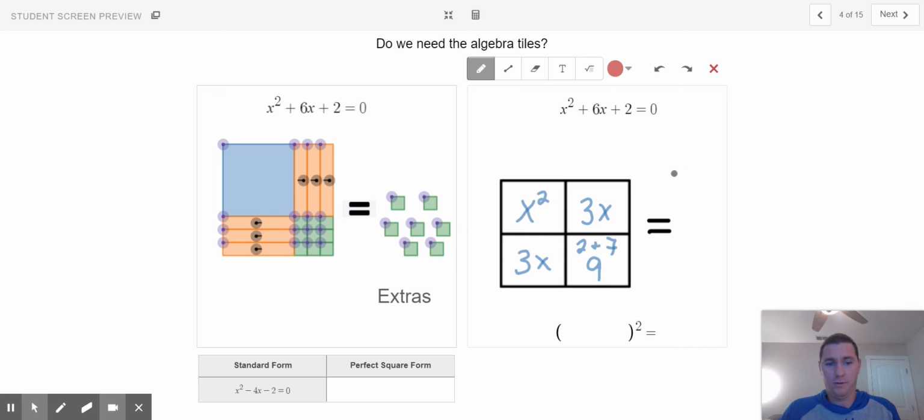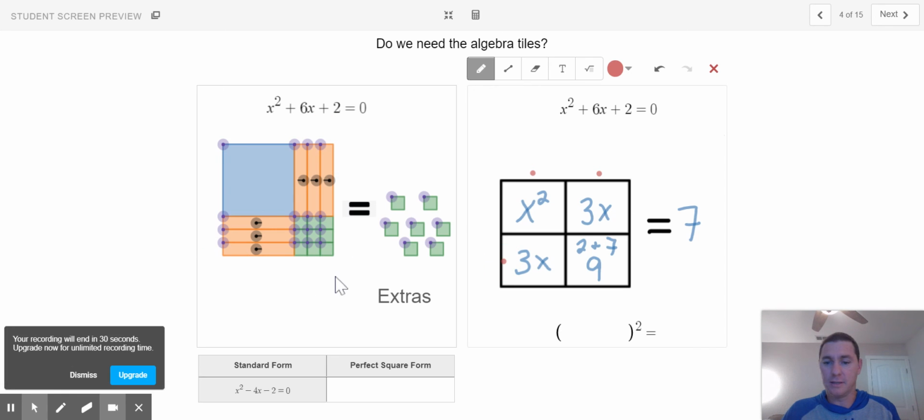All right. Now, in an area model, what does that look like? Well, just 7. And then we get the same thing. It's all expressing the same information. An x squared over here goes with an x squared over here. A 3x over here goes with 3x over here. This 3x goes with this 3x. And this 9 goes with this 9. Pretty sweet, huh? So our final answer, x plus 3 squared equals 7. And now we are in perfect square form without having to use the algebra tiles.